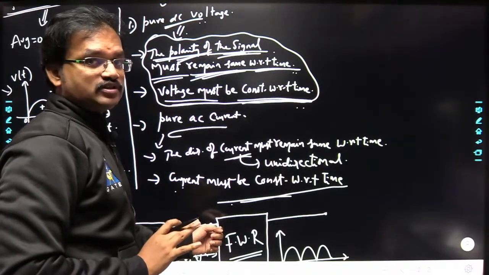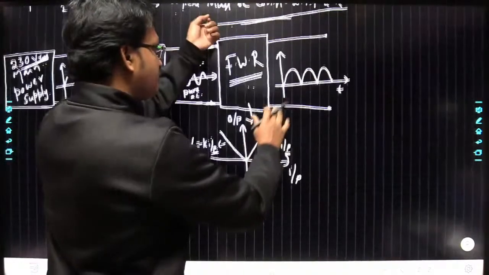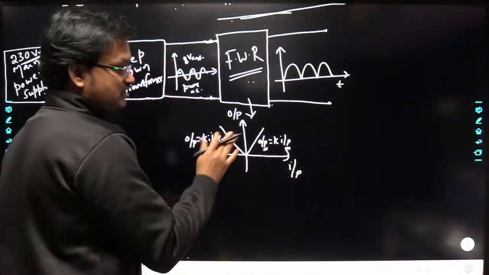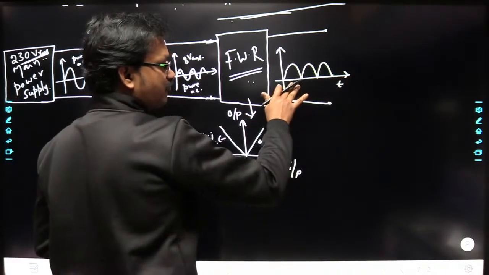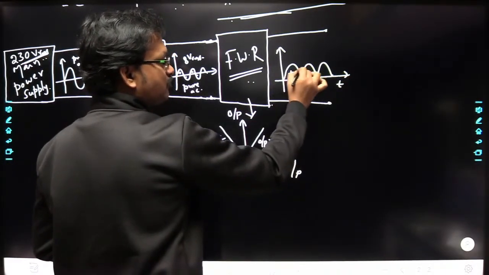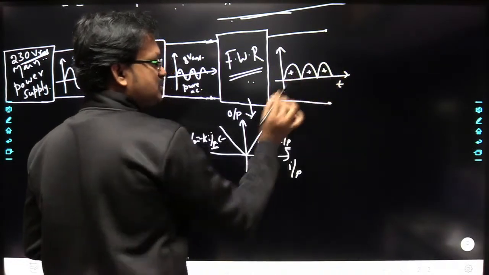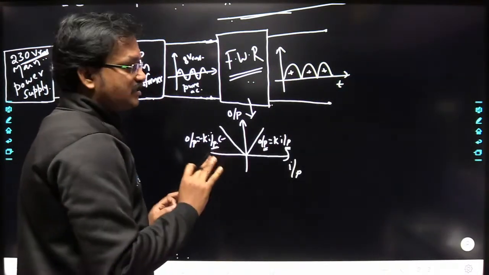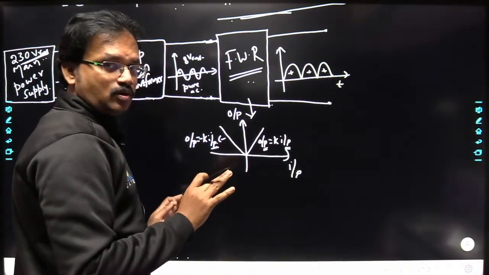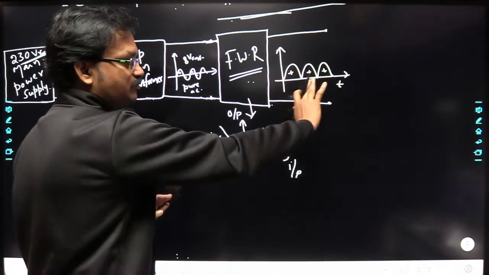Must remain same with respect to time. Now here, if you observe this signal, over a duration of time, for all the time, the polarity of the voltage is positive, or not? That means it is the same, yes or no? Okay. So the polarity is remaining the same throughout the time.